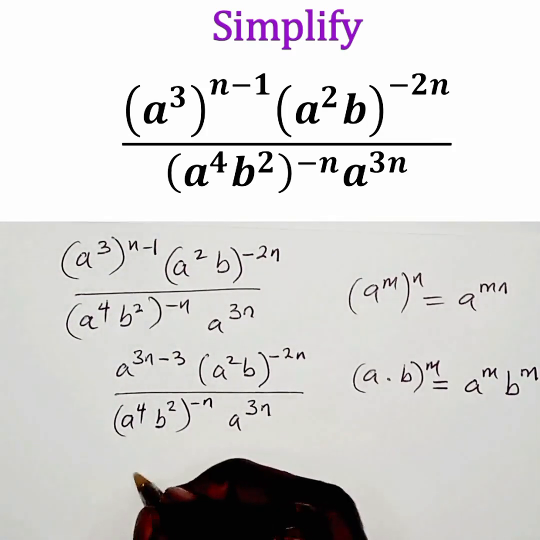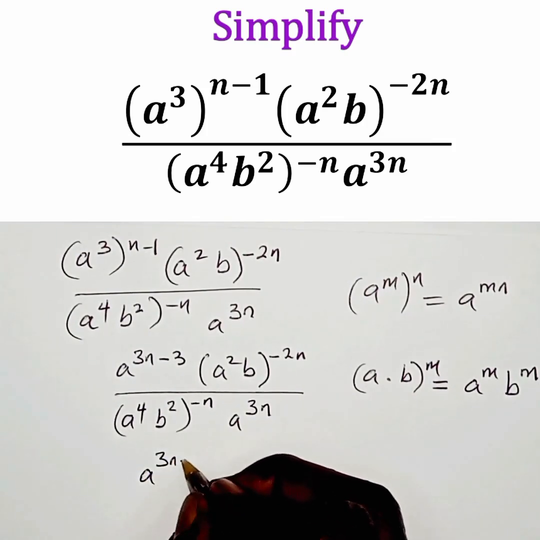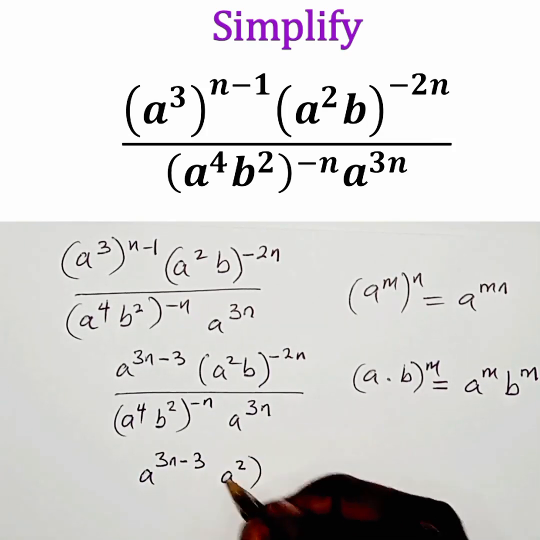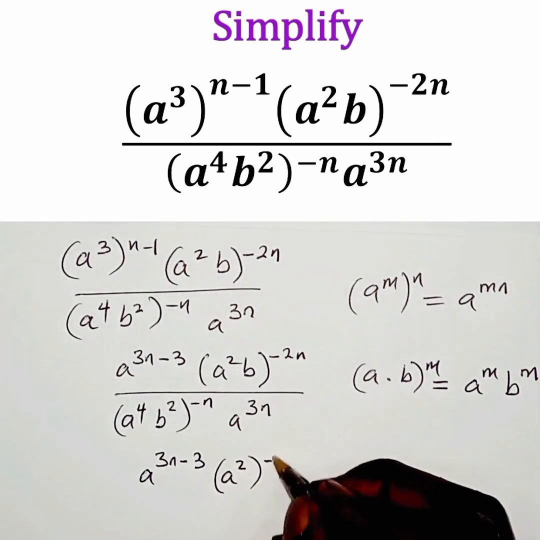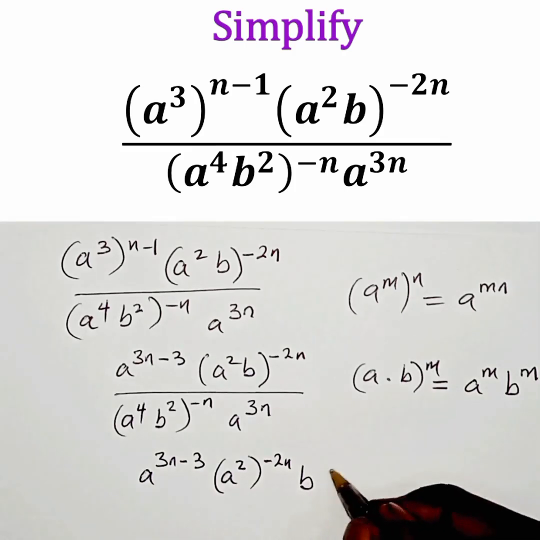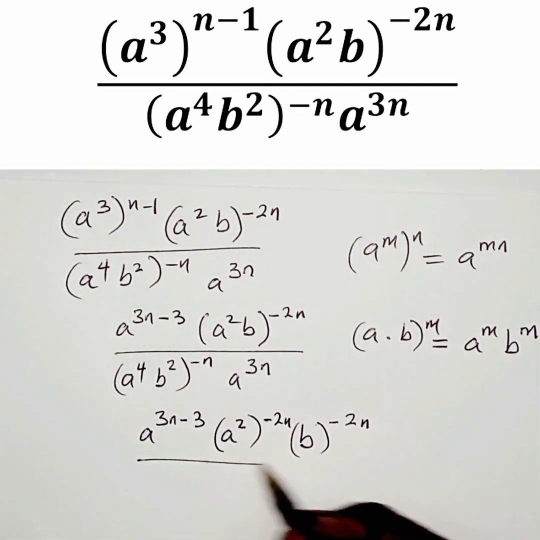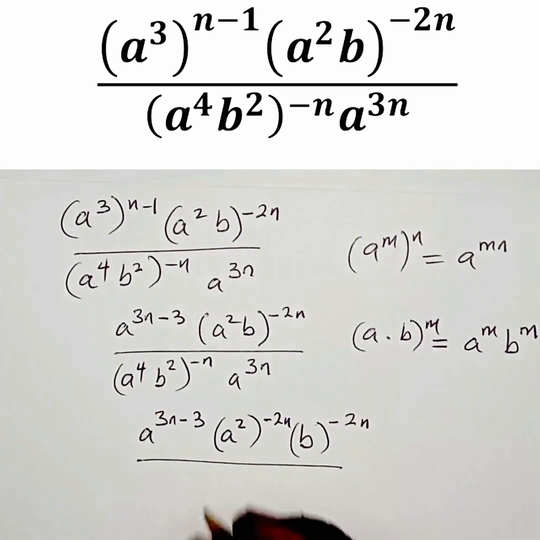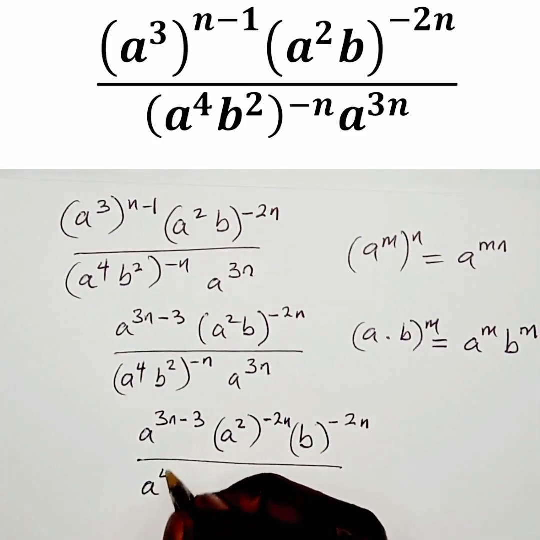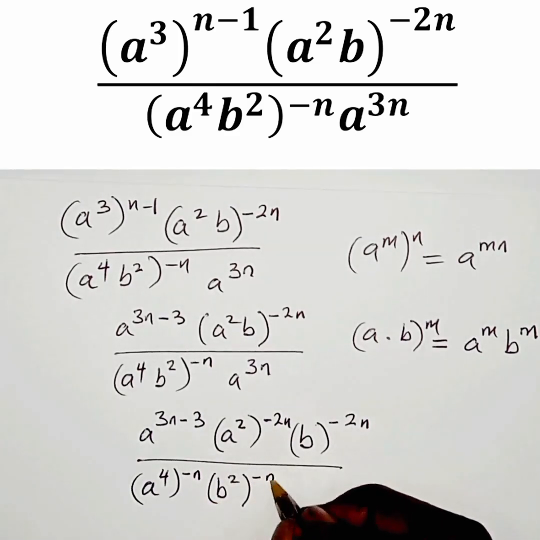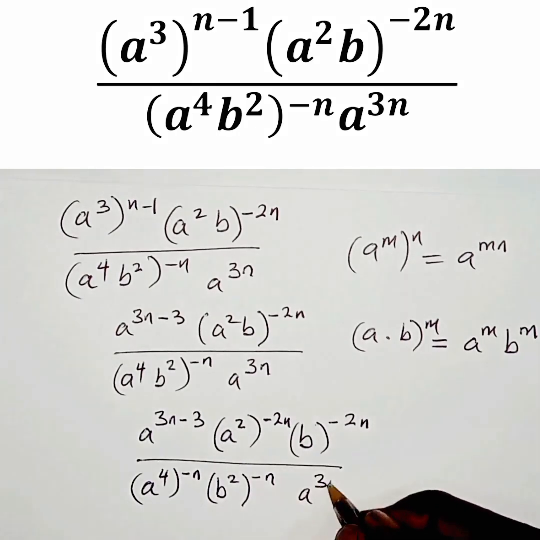So we are going to have a^(3n-3), then (a²) to the power of -2n, and b to the power of -2n. And then move on down to the denominator. We applied it on that one. We are going to have a^4 to the power -n, b² to the power -n, and a^(3n).